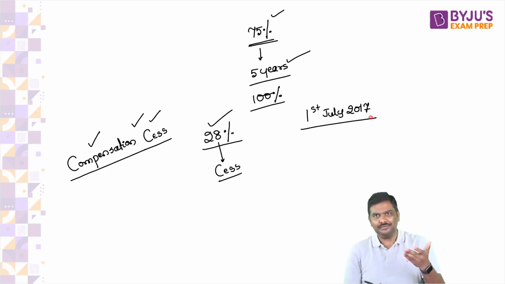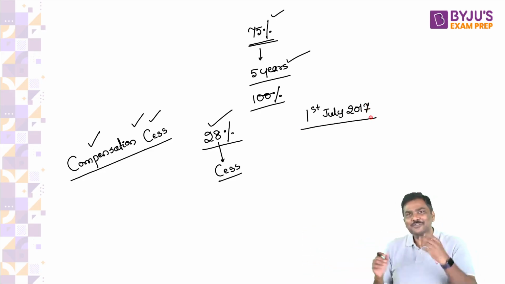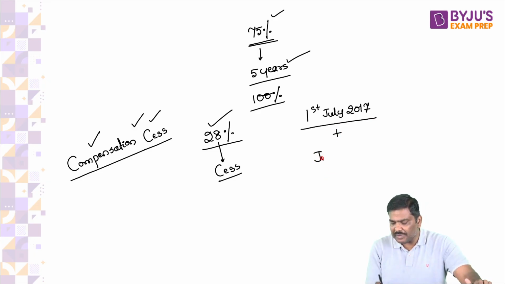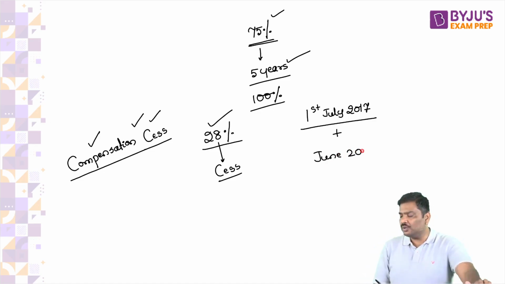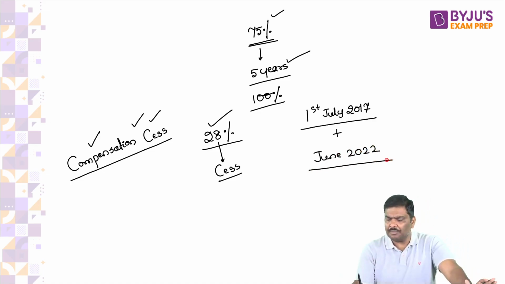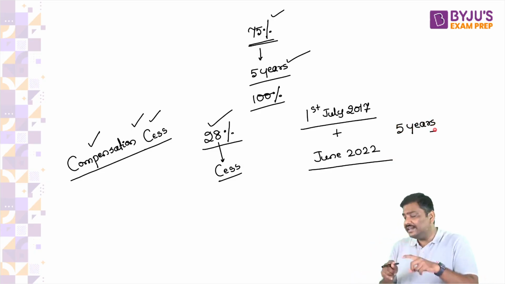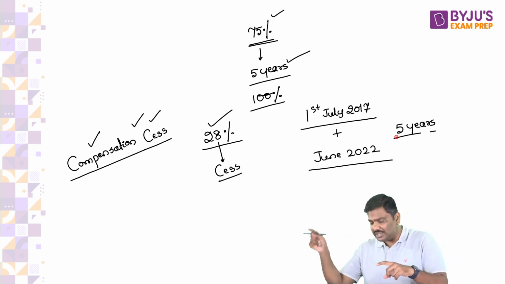Now calculate. 5 years from July 2017 will be June 2022. Any problem here? June 2022. So after June 2022, we have completed 5 years of GST. Now, if 5 years of GST are over, the center is not paying compensation to the states.